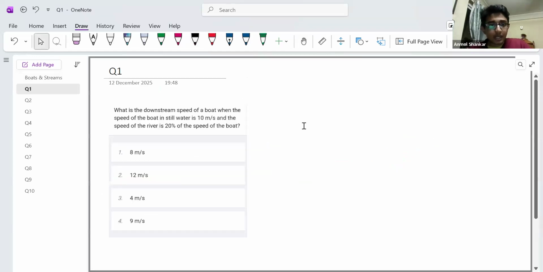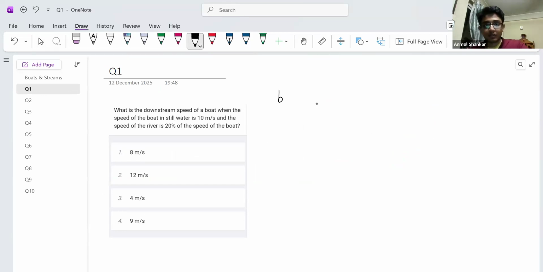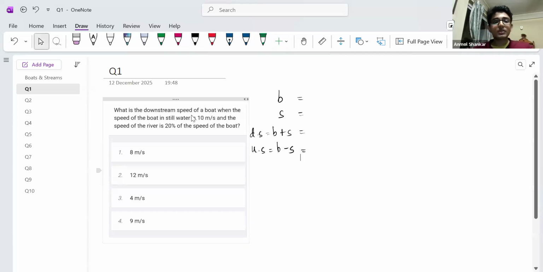The first question is easy to start with. Can someone read the question? What is the downstream speed of a boat when the speed of the boat in still water is 10 meter per second and the speed of the river is 20% of the speed of the boat?